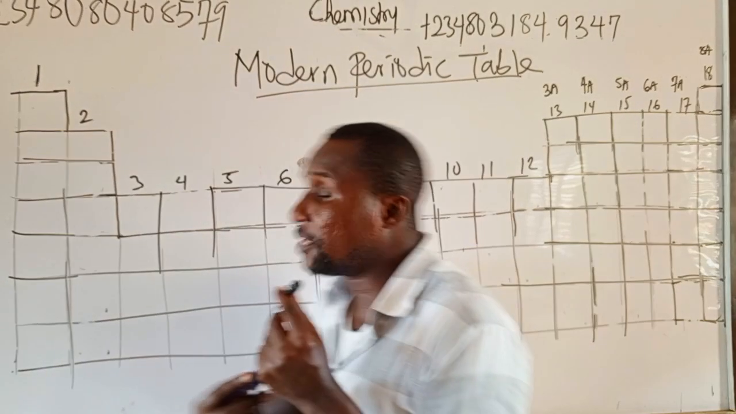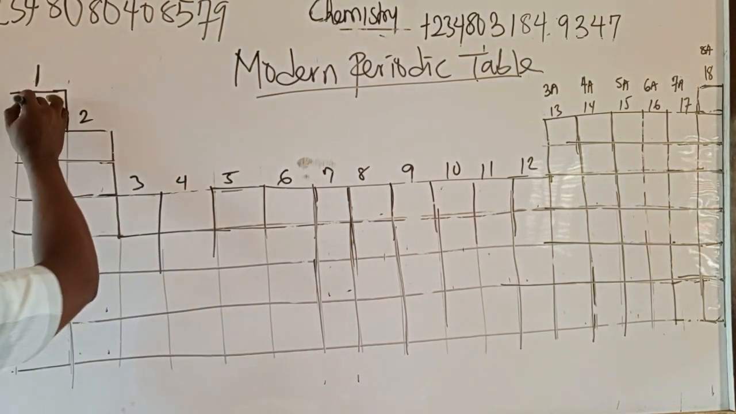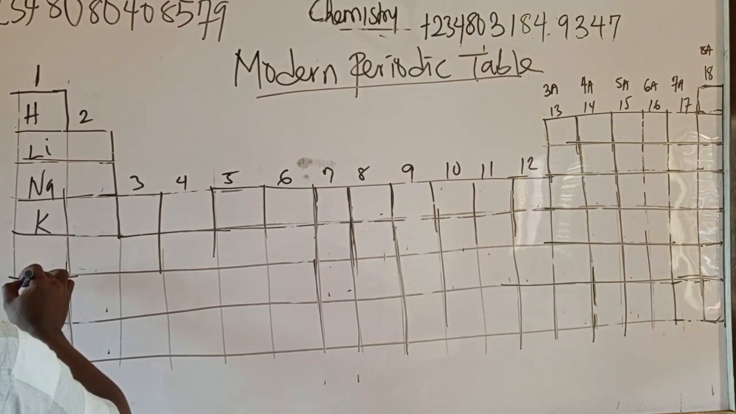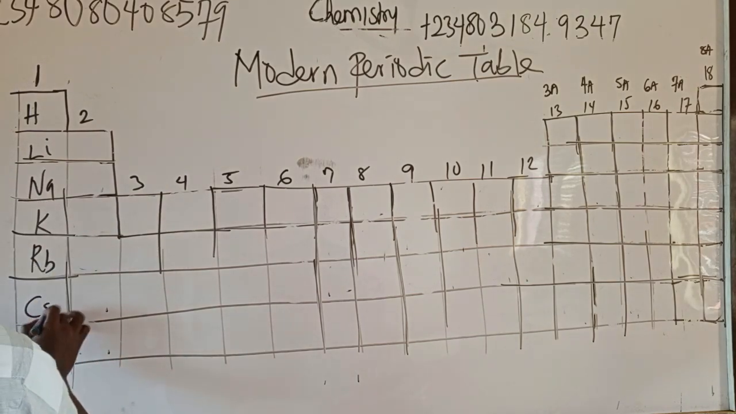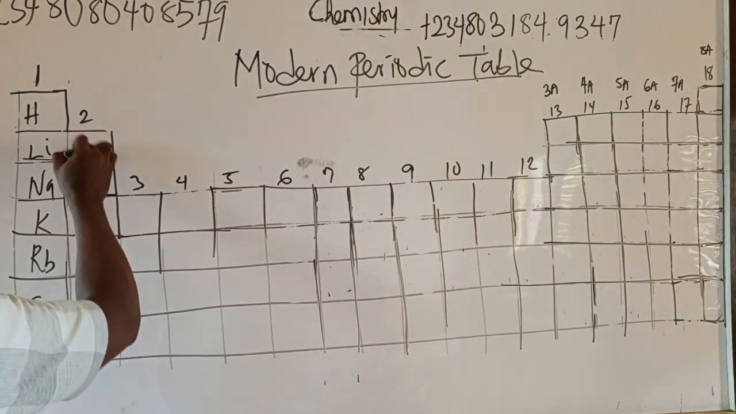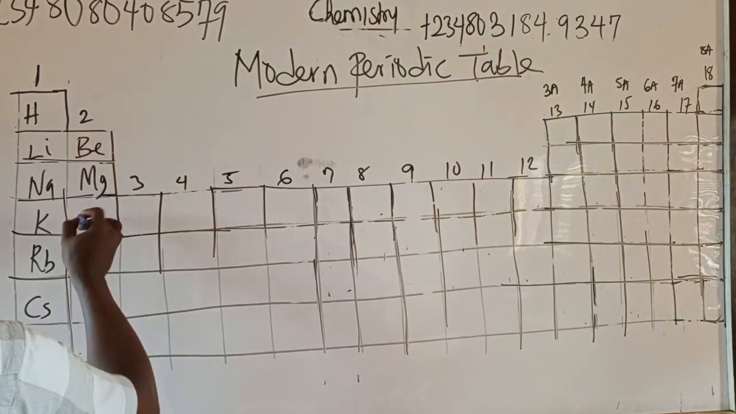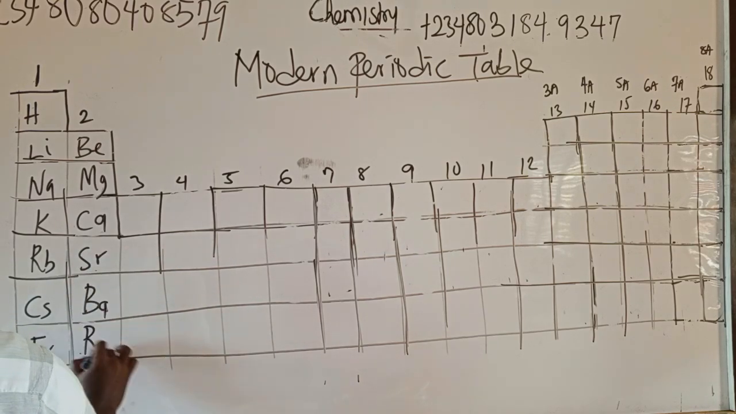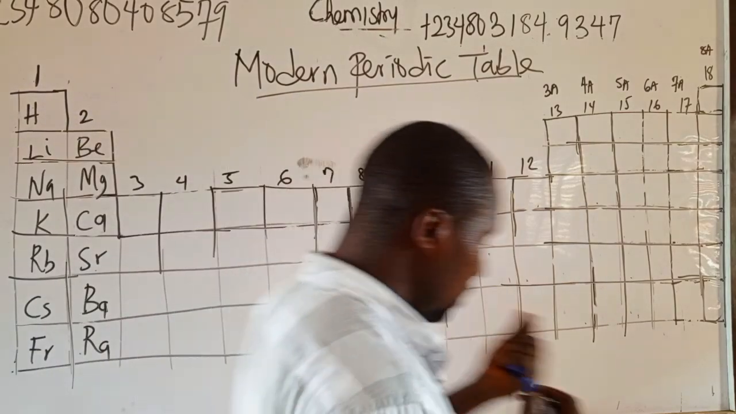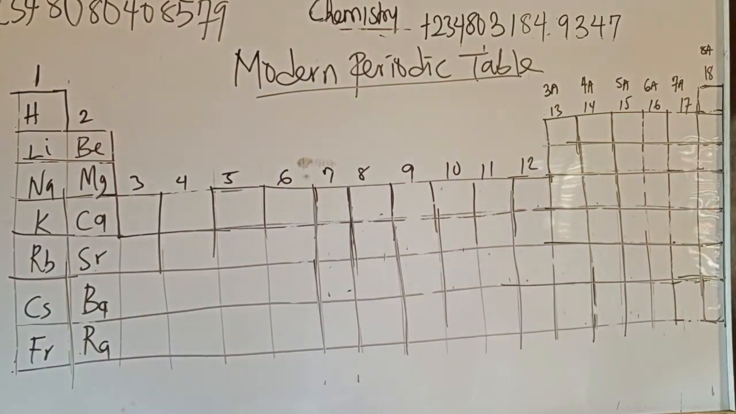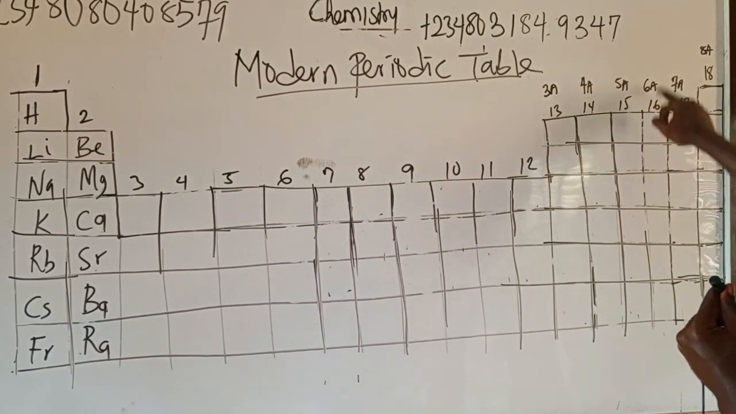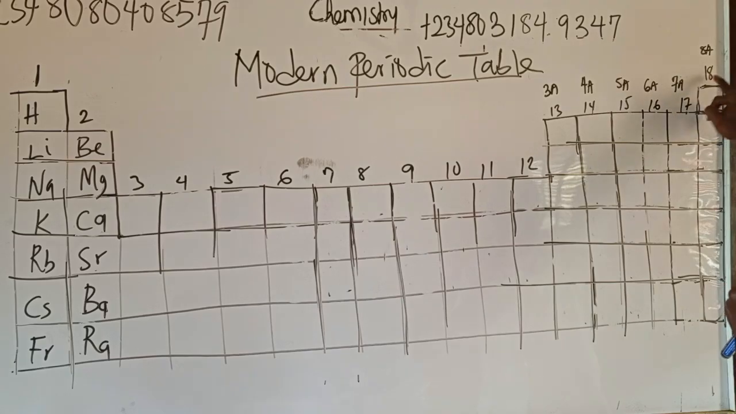We have elements in group 1. Elements in group 1 are hydrogen, lithium, sodium, potassium, rubidium, caesium, and francium. In group 2 we have beryllium, magnesium, calcium, strontium, barium, and radium. Group 13 can be called 3A, group 14, 4A, group 15, 5A, group 16, 6A, group 17, 7A, and group 18 you can call 8A or group 0.